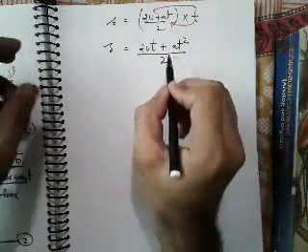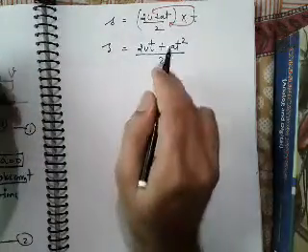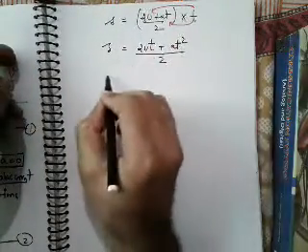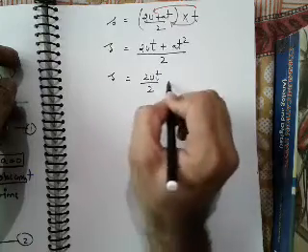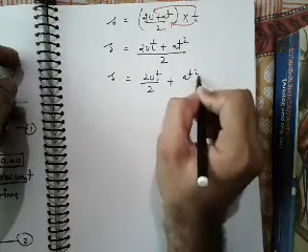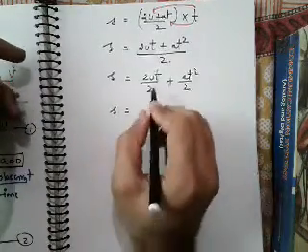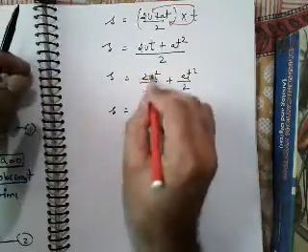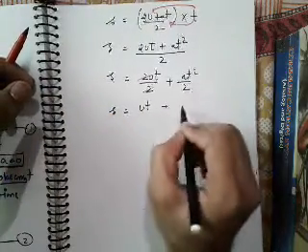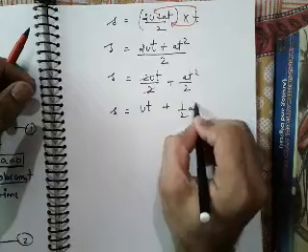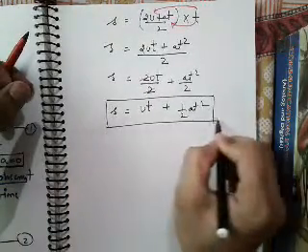Done. Now divide this 2 separately in both the terms. So you will get s is equal to 2ut individually upon 2 and at square individually upon 2. So again, cancel out this 2 from this 2. You will get ut plus half at square. This is the second equation of motion.